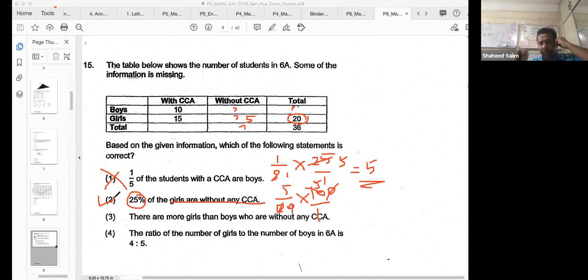Okay, I don't need to go further because you already got number 2 as the correct answer. But we just go through this one. There are more girls than boys without CCA. We don't know the figure, how to compare. Cannot tell. This one cannot tell.